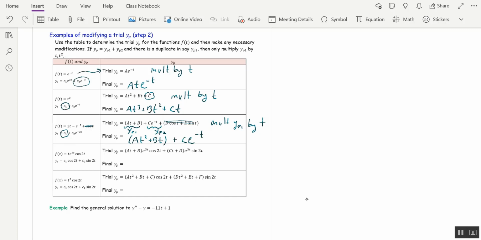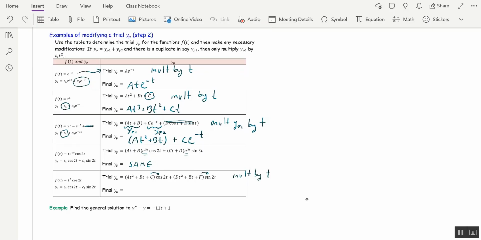Okay, next one. I have no repeats because of this e to the 3t in each term is saving me. So if there are no repeats, I'm just going to write same. And for the last one, I do see a repeat. If I distribute, I'm going to get a constant times cos 2t and a constant times sine 2t. So I need to multiply this whole thing by t.